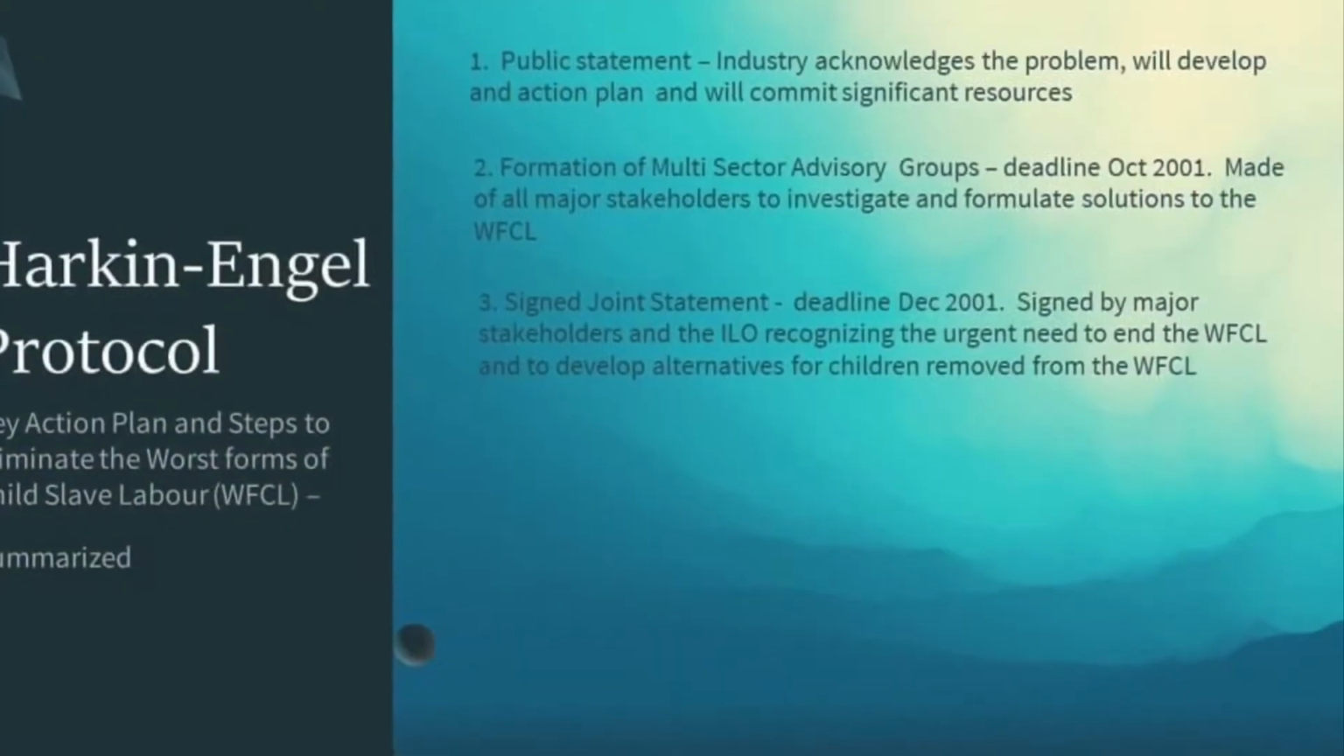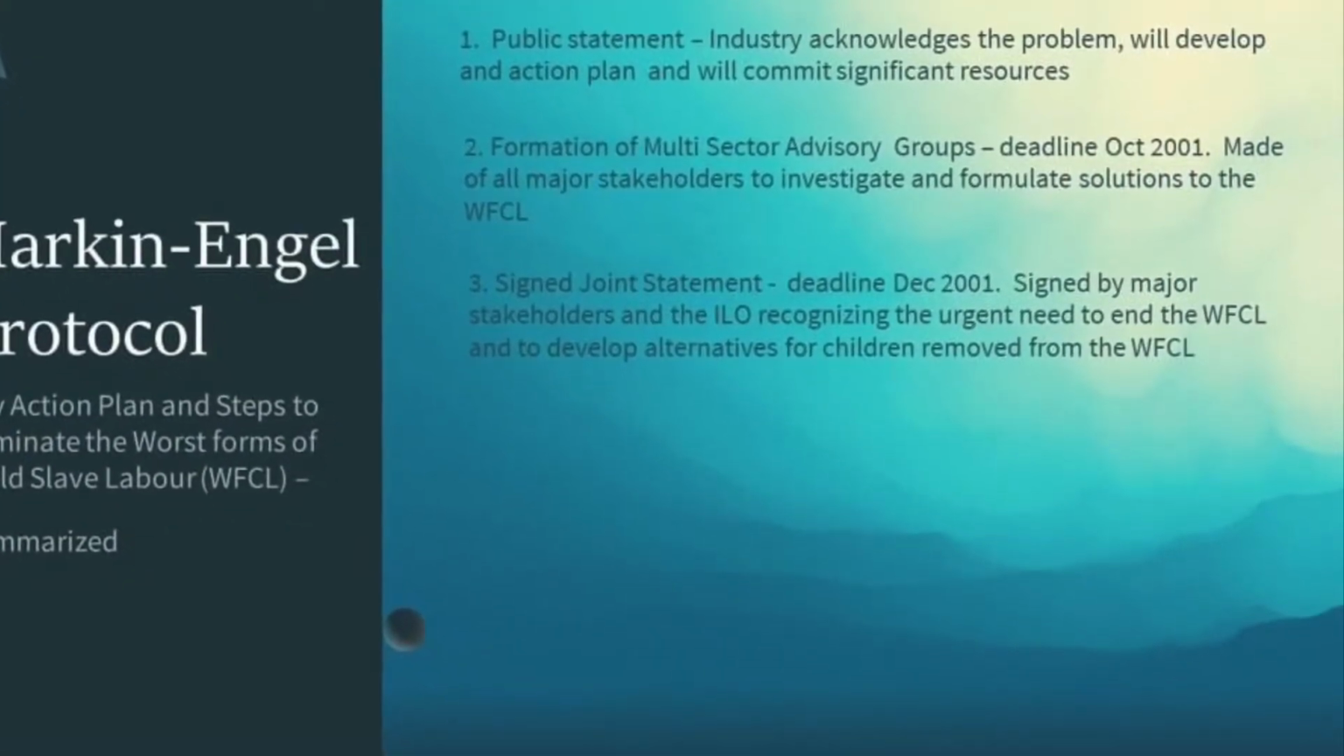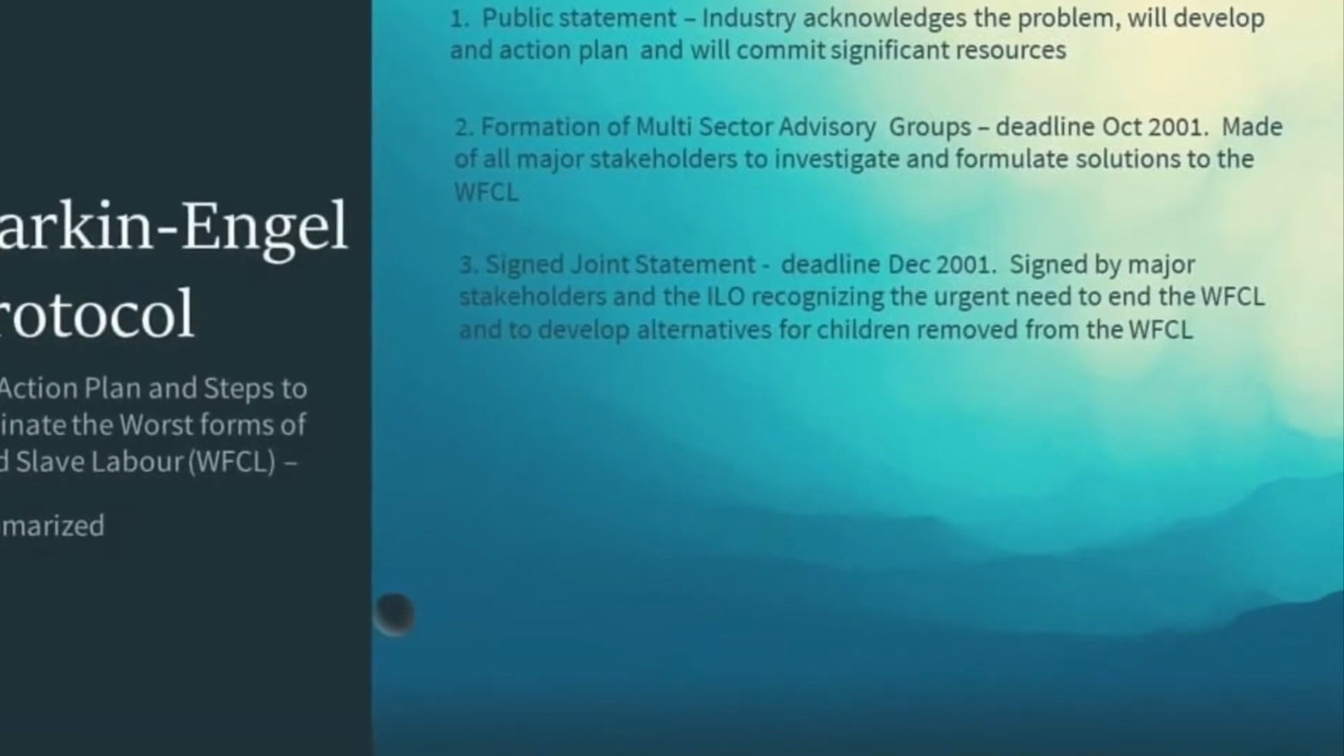Number 3, a signed joint statement witnessed by the ILO, the International Labor Organization, recognizing the need to end the worst forms of child labor and develop alternatives for removing the children from labor. So you can't just pull the kids out and plunk them wherever in Africa. You have to do some remediation. You have to educate them. You have to remove them from that lifestyle and kind of reprogram them and educate them and give them training in a vocation that they can sustain themselves in. So that was to be done by December 2001.